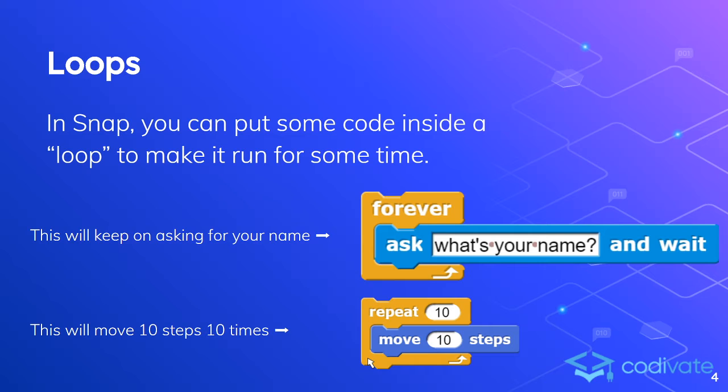Another type of loop is called a repeat loop. Here, you can place a number to make the loop run a certain number of times. The move 10 steps block will run 10 times, so the sprite will run a total of 100 steps. In the second example.